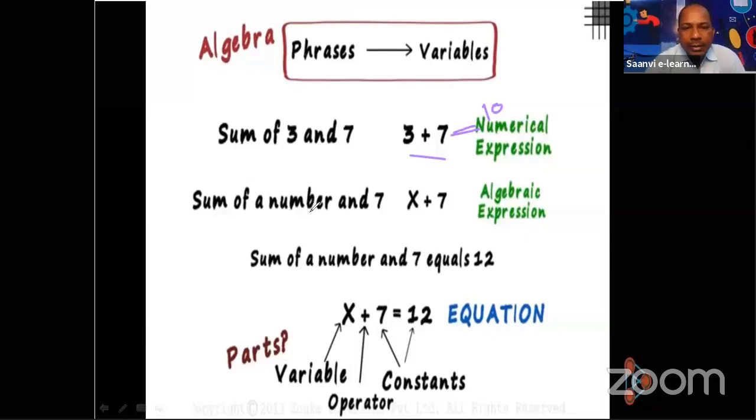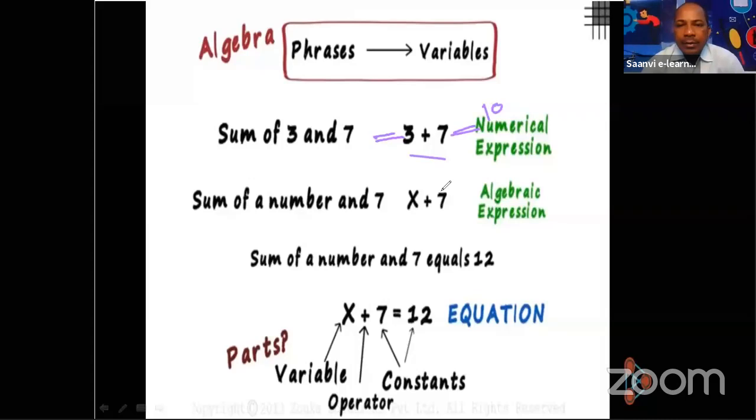And here see, sum of a number and 7 is given. Here two numbers are given, 3 and 7. So sum of 3 and 7 means we have written as 3 plus 7, that is equal to 10. Okay, but here sum of a number and 7, that number is not particularly given. We don't know that number. So generally, when we don't know the number, we take it as x. Okay, so sum of a number and 7 means it is x plus 7.